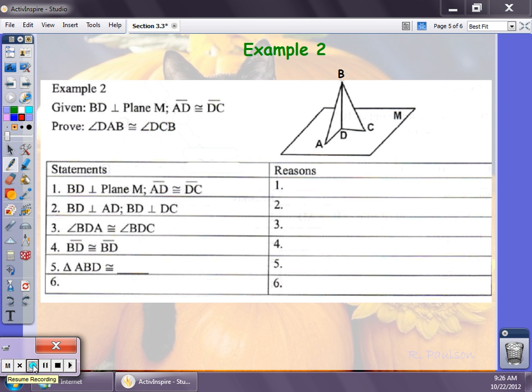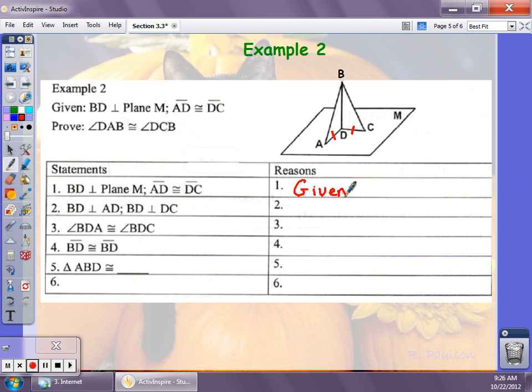We are now going to use this information in example 2. So the second proof, we are given that BD is perpendicular to plane M and that AD is congruent to DC. So I'm going to mark that AD is congruent to DC. So for my first statement, I'm going to put that BD is perpendicular to plane M and that segment AD is congruent to segment DC, and my reason is the given statement.